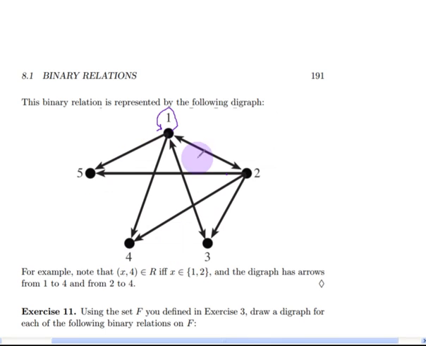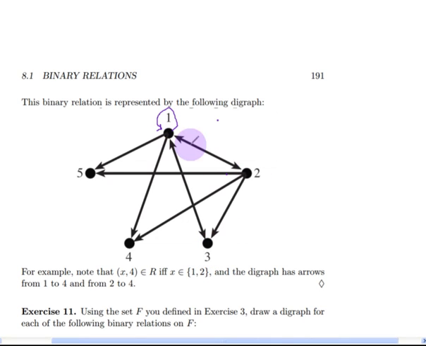Okay, this arrow is missing from the diagram. That tells you something. Now, is this diagram symmetric? Well, consider 4 and 3. What symmetric means is that if 3 is related to 4, then 4 must be related to 3. In this case, neither is related to the other, so it doesn't tell us anything about whether the relation is symmetric or not. This does not disprove symmetric.